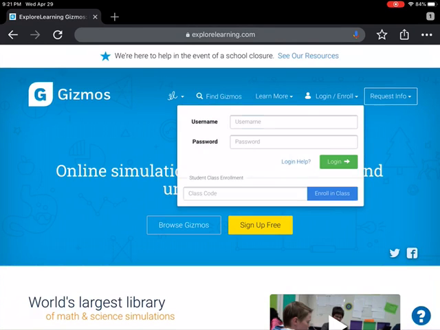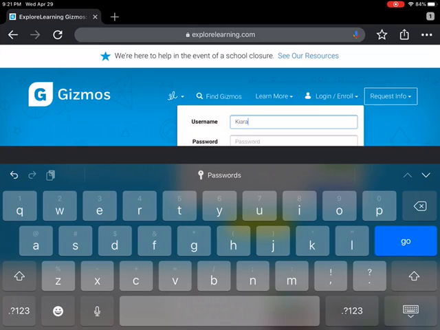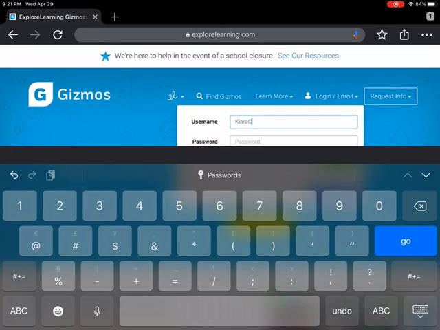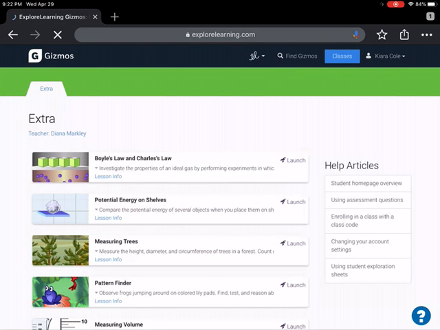I'm going to go ahead and log in as, I believe it was, Kiera C691. And the password was Bag691. I'm going to log in and watch. It doesn't let me get in. I must have... Yay! It let me in!